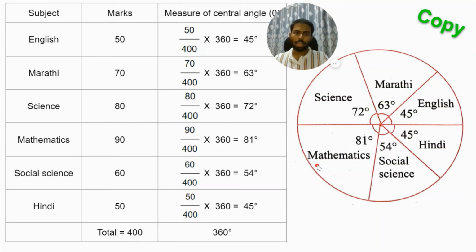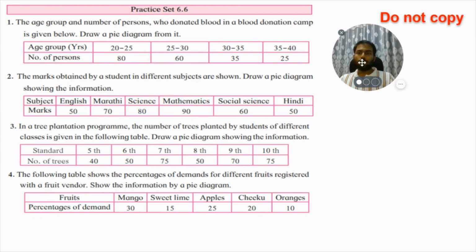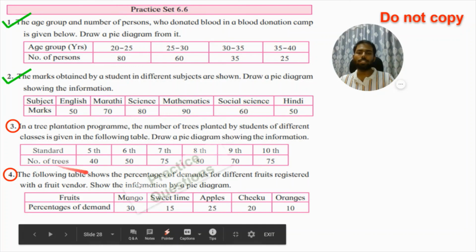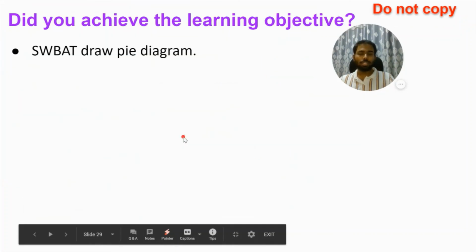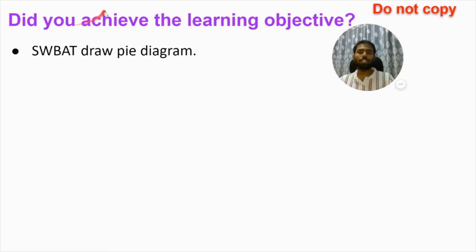We are done with the first sum, which I solved completely for you. Then we have seen the second sum. We have drawn the second pie diagram together. The remaining third and fourth sum you all will solve by yourself as practice questions. So with that we are done with this learning session. Just check whether you have achieved today's learning objective: if I give you a set of data, can you draw a pie diagram using that data? You have to check for yourself.